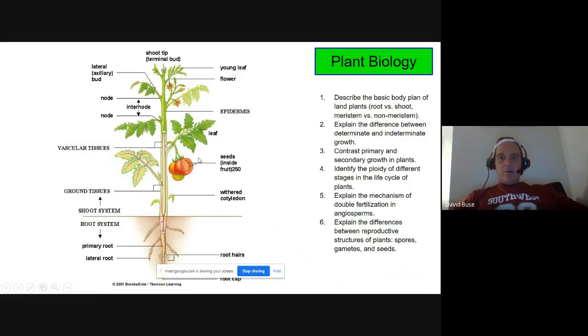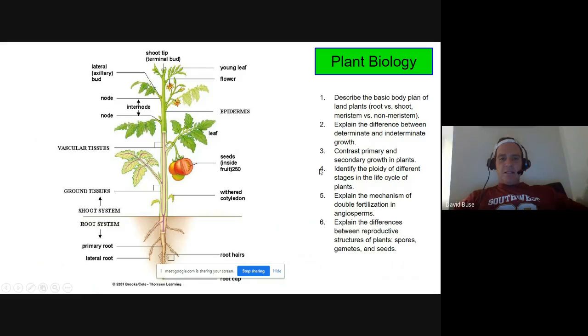Primary and secondary growth in plants, number 3 there. Primary growth is the growth up towards the sky and down into the ground, whereas secondary growth is growth that grows wider girth. The ploidy of different stages in the life cycle of plants.